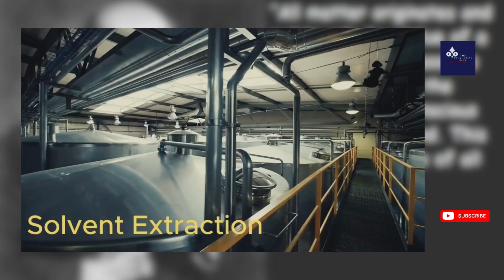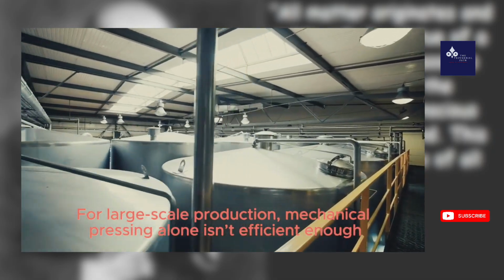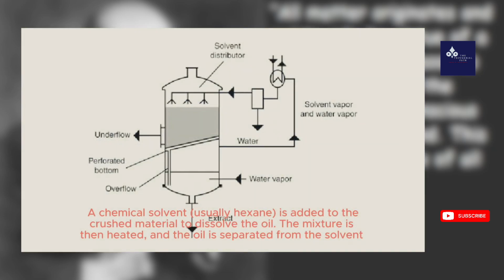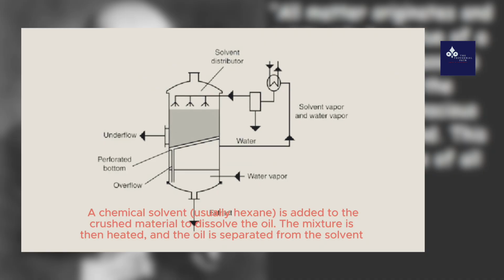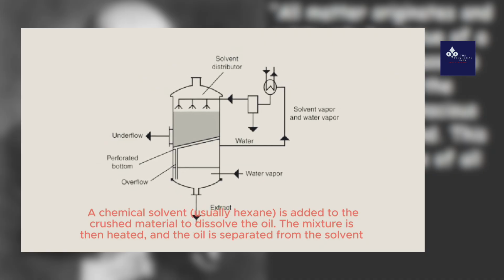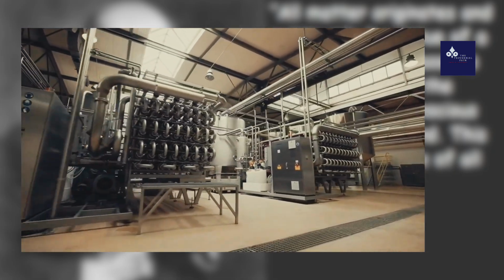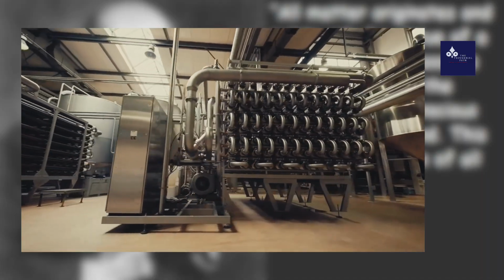Solvent extraction. For large-scale production, mechanical pressing alone isn't efficient enough. This is where solvent extraction comes in. In this method, a chemical solvent, usually hexane, is added to the crushed material to dissolve the oil. The mixture is then heated, and the oil is separated from the solvent. While it may sound intense, don't worry. The solvent is removed entirely by the end of the process, making the oil safe to consume.